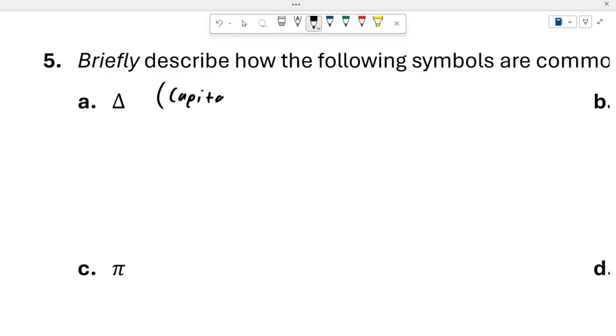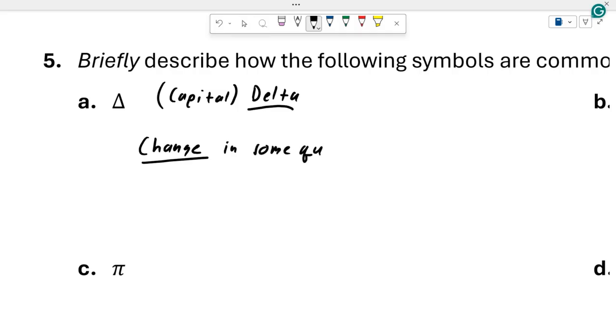This is a Greek letter, and it is a capital delta. Lowercase delta looks kind of like that, but we're talking here about capital delta. In mathematics, and certainly in this class, this is going to represent a change in some quantity. So when you see this triangle, you should think to yourself, change.